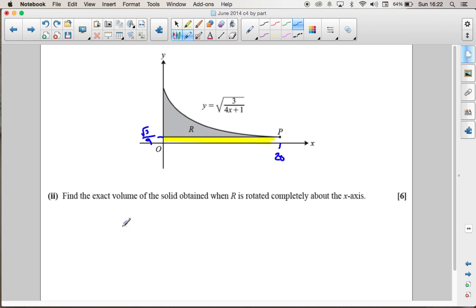So let's do the same thing we did in part 1 and just find the total volume when we rotate the whole thing, the rectangle and the region, around the x-axis. So to find that out, we need to times the function by pi and square this function. So when we square that function, the root is going to disappear.